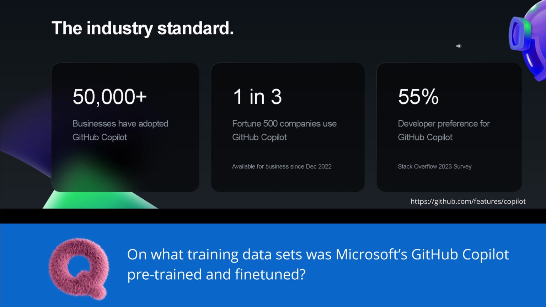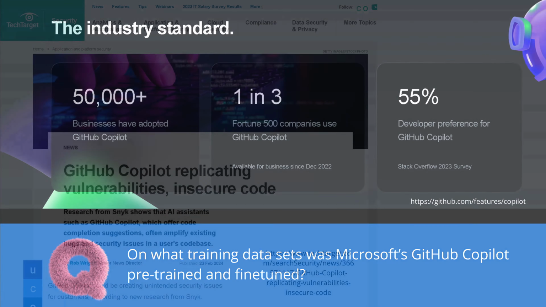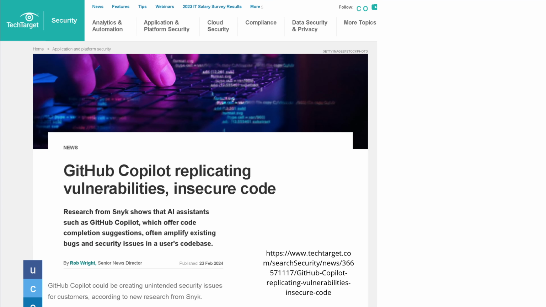And now imagine that only a very tiny fraction of 1% of those GitHub repos were not filtered out by Microsoft. Resulting here in this beautiful publication, end of February 2024 by TechTarget, noting that GitHub Copilot replicates vulnerabilities and has insecure codes. Please have a look yourself. This is the HTTPS link.